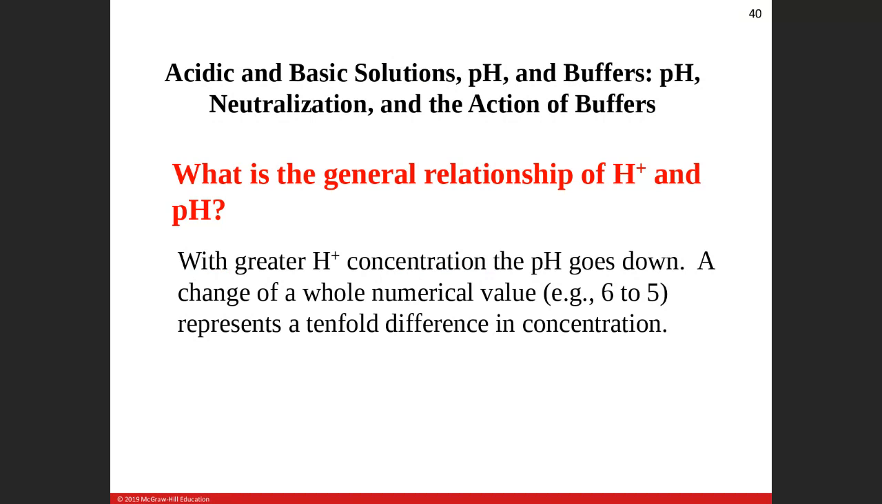But that's in 211. Okay, so what is the general relationship of a hydrogen ion and the pH value? This is that inverse relationship that I was telling you about. So the greater the hydrogen ion concentration, the lower your pH will be, and vice versa. Remember, it's an inverse relationship, hydrogen ion concentration and the pH value. As one goes up, the other must come down, and vice versa.